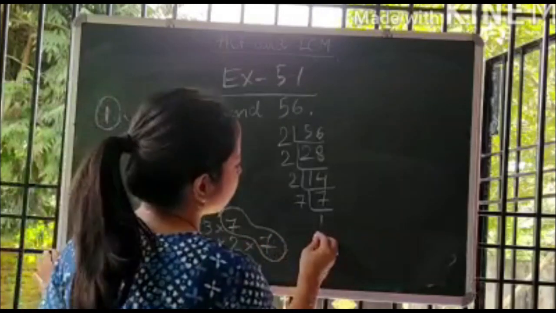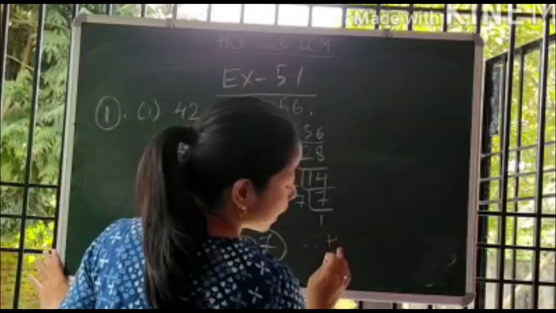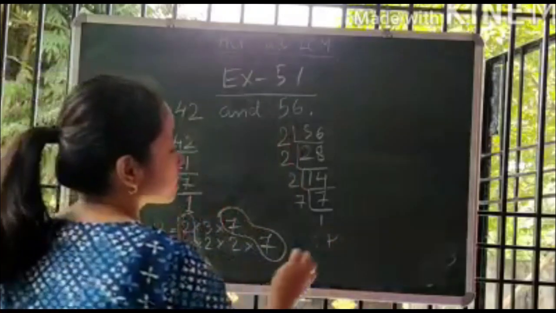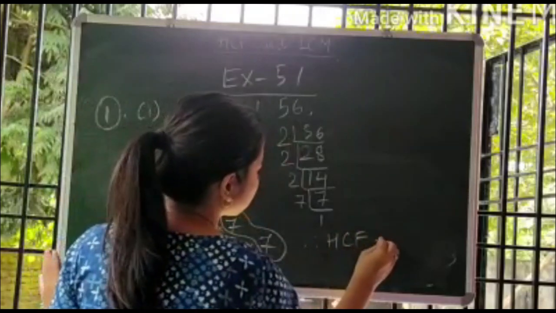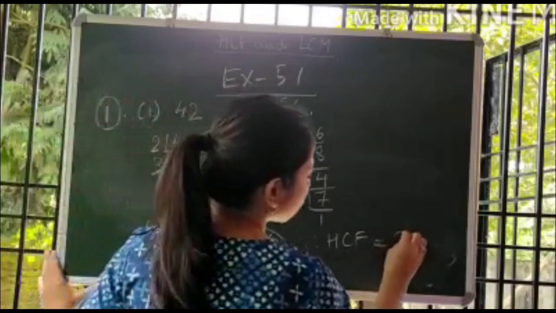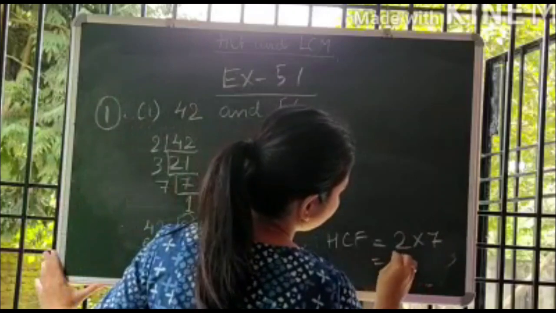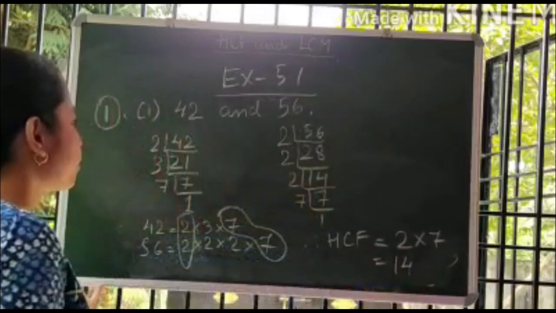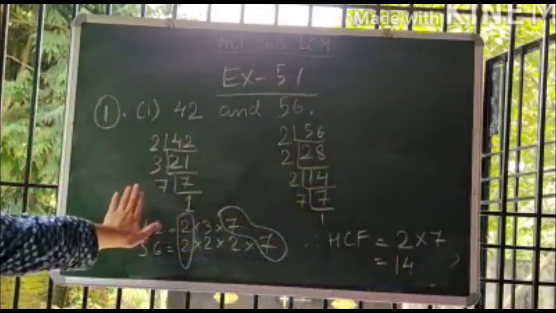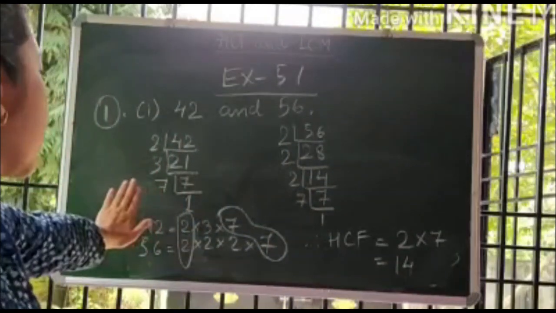Can you say me the LCM then? Therefore, sorry, I'm very sorry, this is ACF. So can you say me the ACF? ACF equals to what? 2 into 7. 2 into 7 equals to what? 14. So one number I have shown you. I hope you people are clear. Okay, so our ACF is 14.